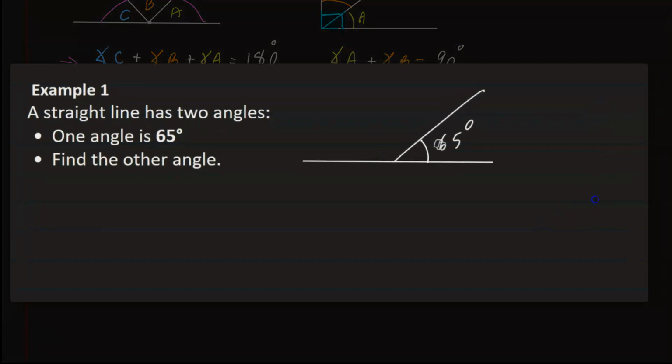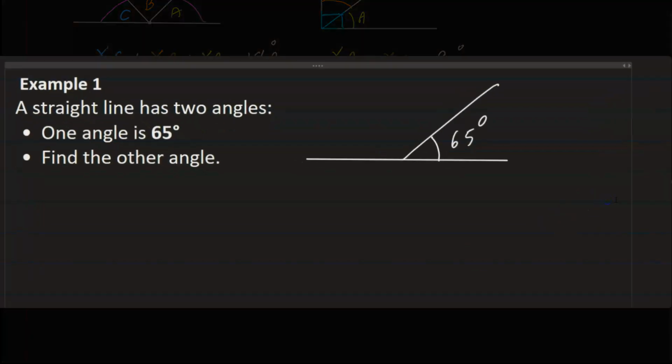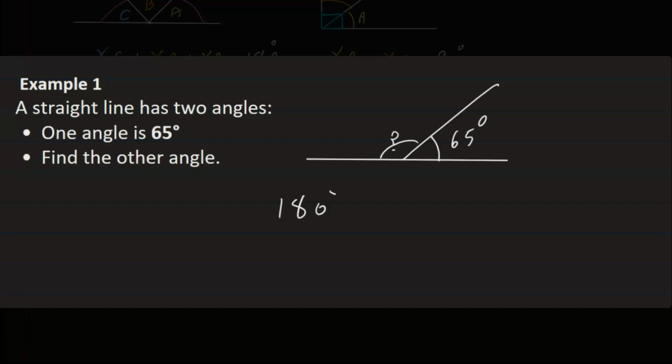So we have this straight line with two angles. One angle is 65 degrees. Find the other angle, and the other angle that we want to find is right here. Based on the angles on the line, they are supplementary, 180 degrees. How would you find the other angle? Well, in this case, 180 degrees, subtract away 65 degrees, and that will get you 115 degrees. That is the second angle, which is right here, 115 degrees.